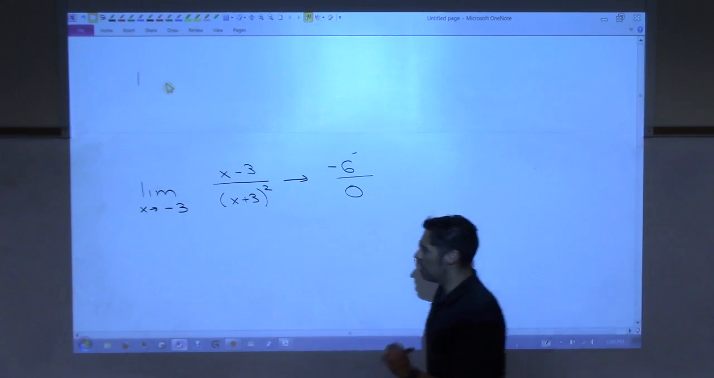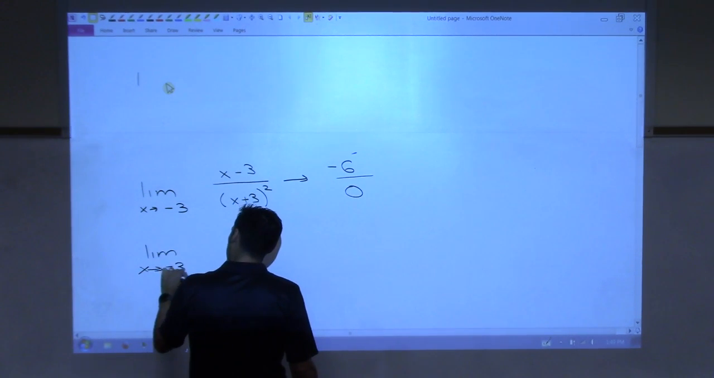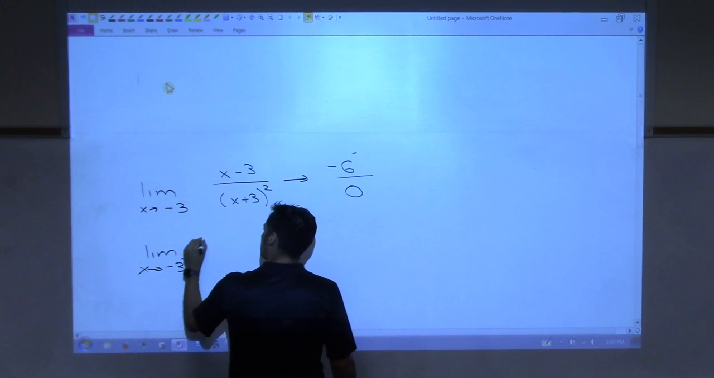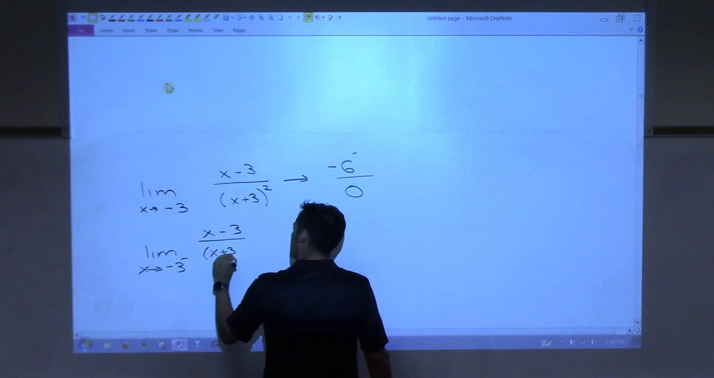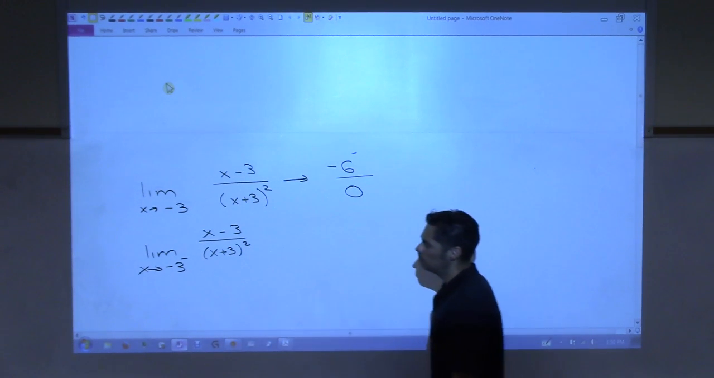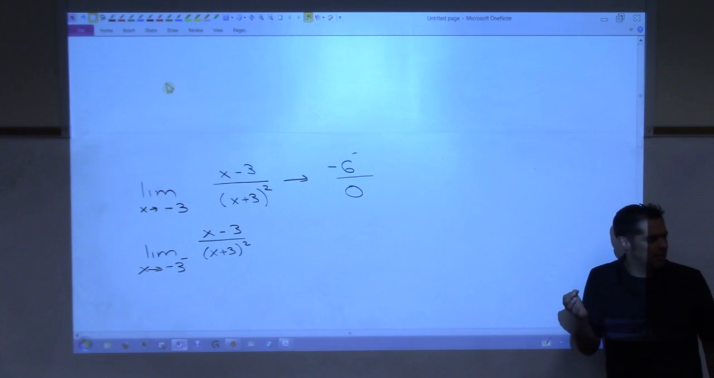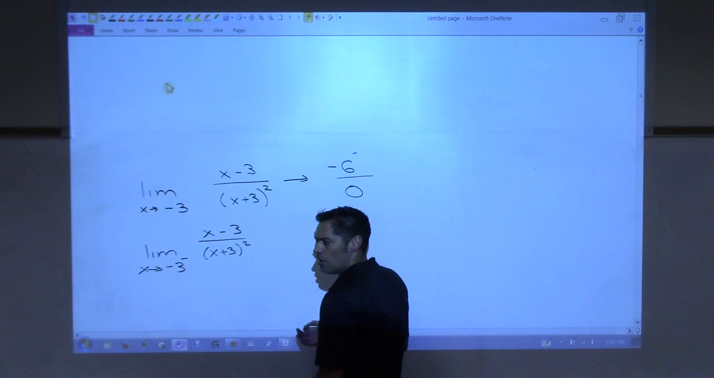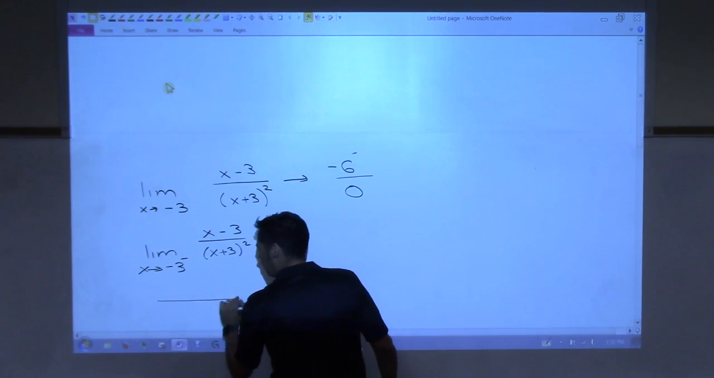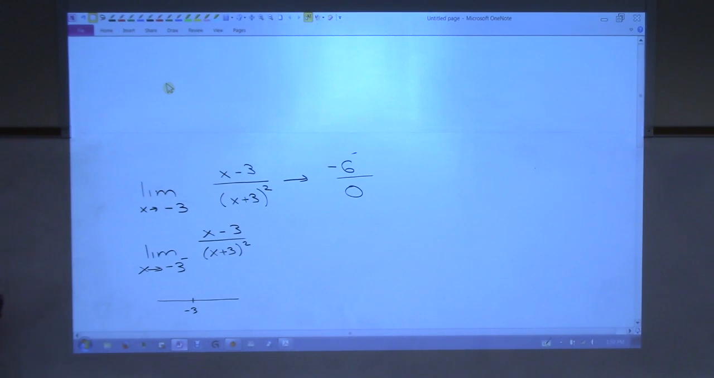So let's first analyze this one. What's the limit? Let's come in from the left first. X approaches -3 from the left of x minus 3 over x plus 3 squared. So I would now pick a point to the left of -3. And I recommend drawing a number line. What's that? -2.999.